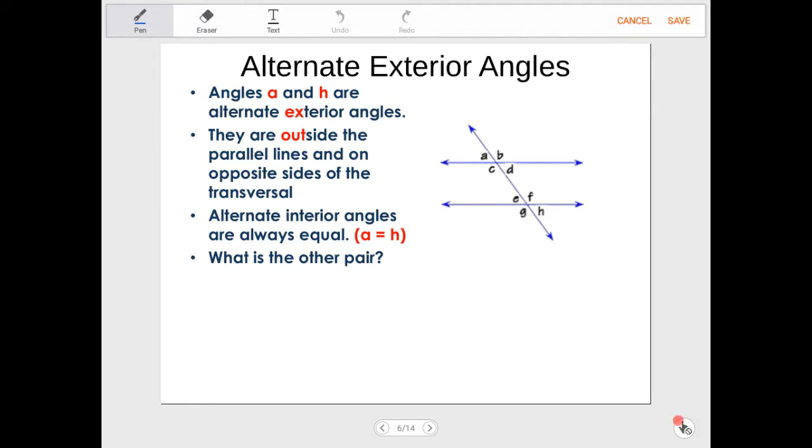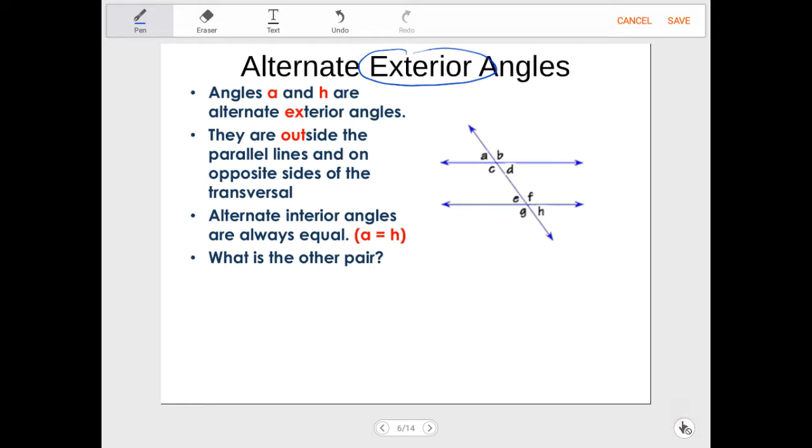Okay, and this should be just about to the end here. So this one is called alternate interior angles. Or sorry, let me change the way I read here. Alternate exterior angles. So in this deal here, your angles are on the outside of the parallel lines and on opposite sides of the transversal. So think of it.